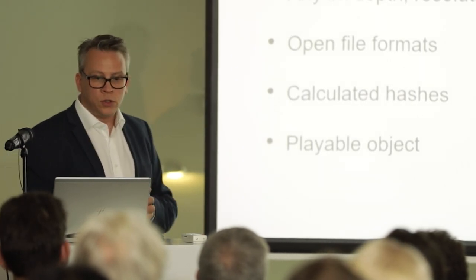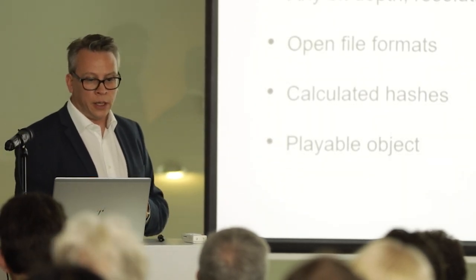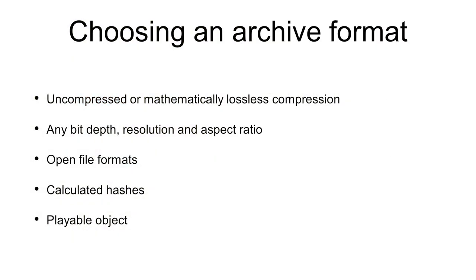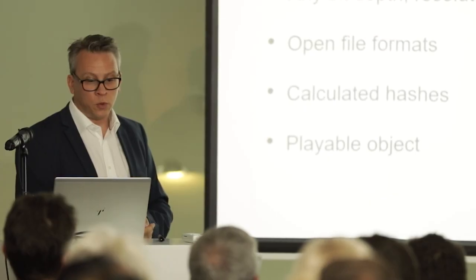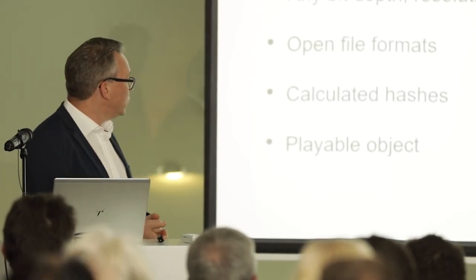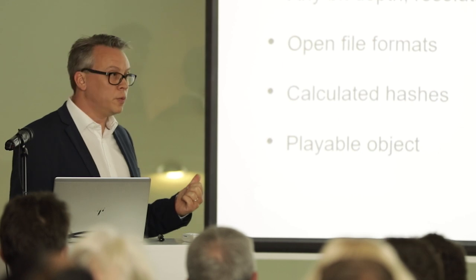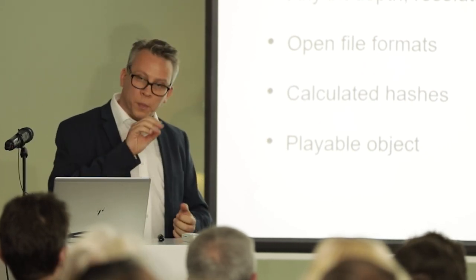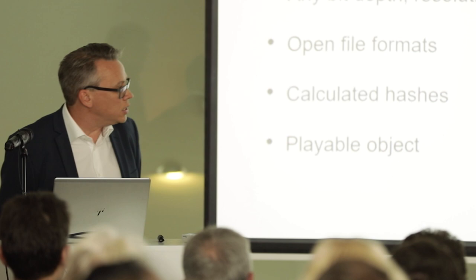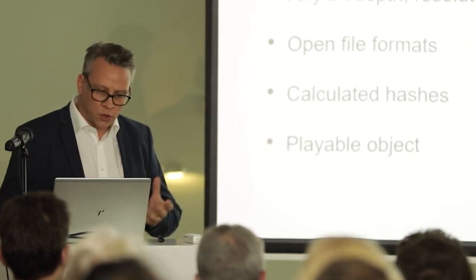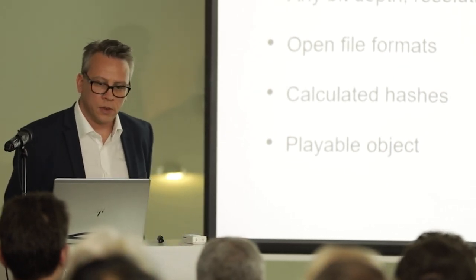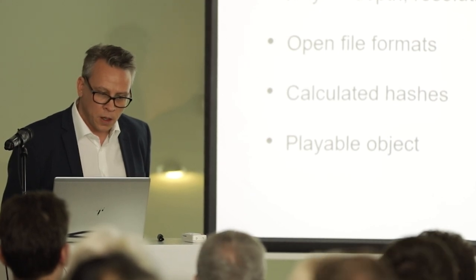So to sum up a little bit about choosing an archive format, we wanted uncompressed or mathematically lossless compression. We wanted to use any bit depth, any resolution, and aspect ratio. We wanted open file formats, and we wanted calculated hashes. And we wanted a playable object. So we wanted something that you can open and instantly get image from, not having it tarred or zipped or anything. We wanted it as this.